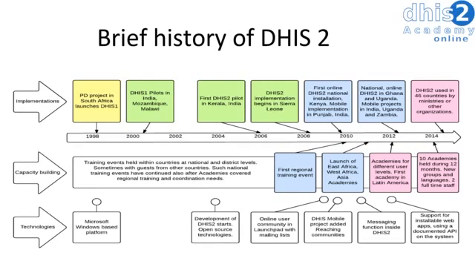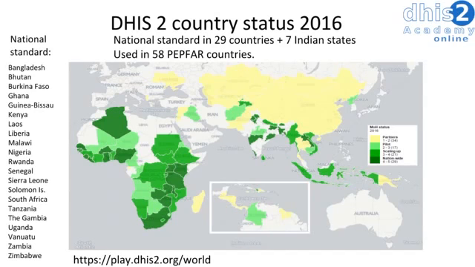In 2012, a series of DHIS2 academies were launched, allowing for regional capacity building. By the end of 2014, 46 countries were using DHIS2. This has only grown since then. In 2016, there are 29 countries and 7 Indian states that use DHIS2 as its national standard. Various partner countries and other agencies are also using DHIS2 in various stages of implementation.